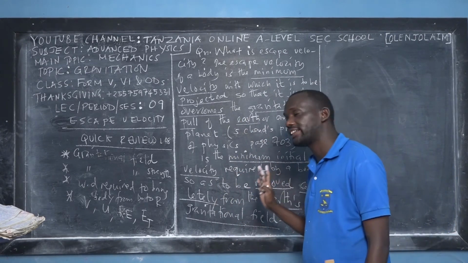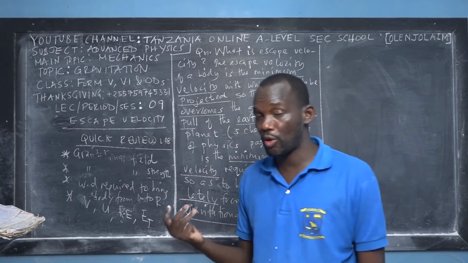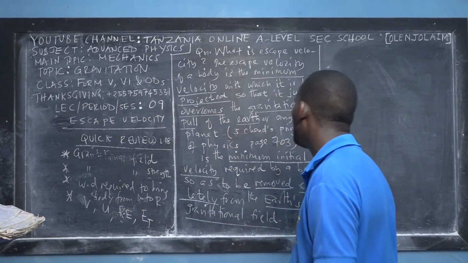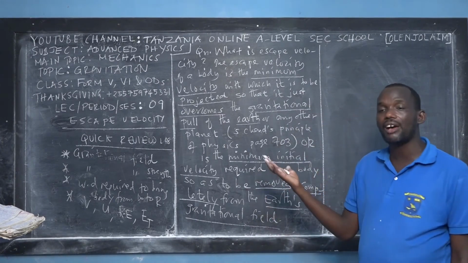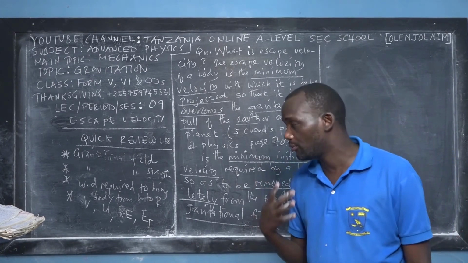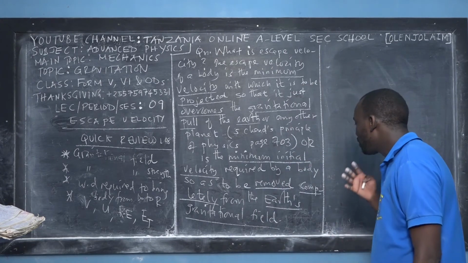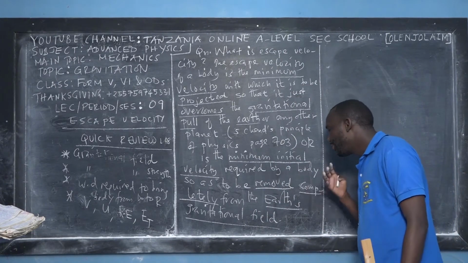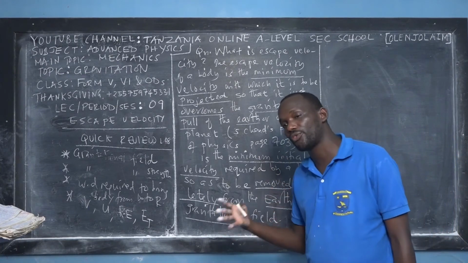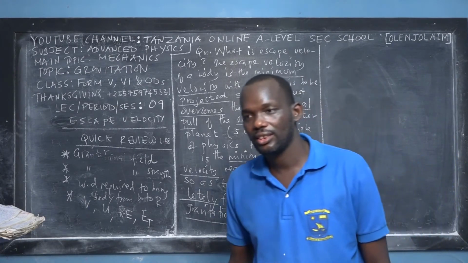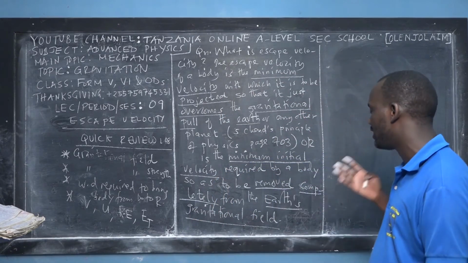So you should know that this is the minimum velocity of the body, of the satellites, for instance. And also, this is the initial velocity. It's not final, it's not intermediate velocity, it's not average velocity. It's the initial velocity of the body. And this velocity is required when we want to send a body away from the Earth's gravitational field or from the Earth's surface. That's the point when we need the escape velocity.